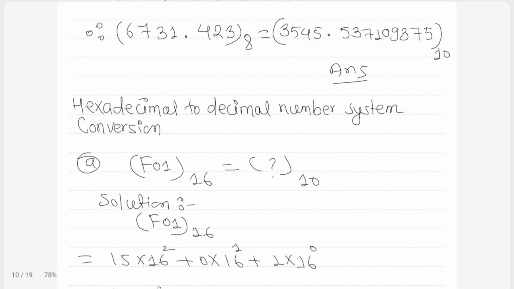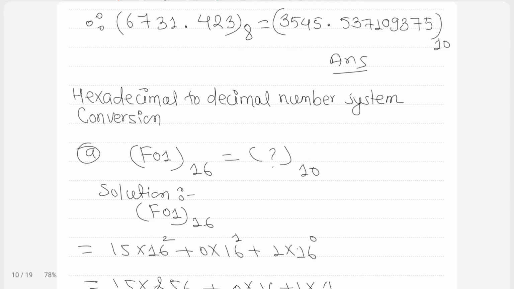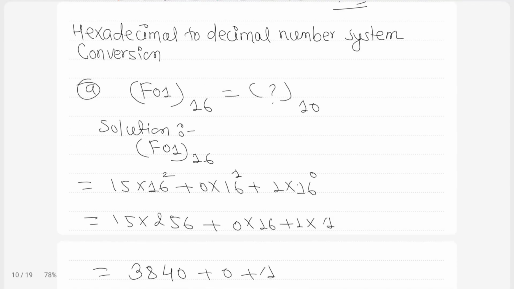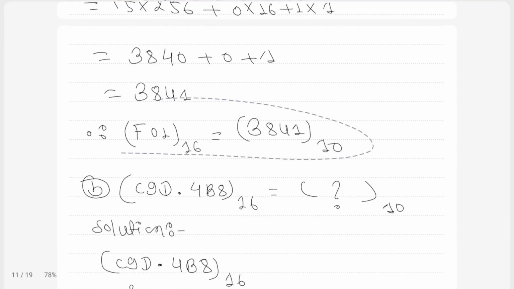Let's start another conversion, hexadecimal to decimal number system conversion. First of all, it is similar to binary to decimal and octal to decimal number system conversion. The difference is that it is multiplied by 16 and the power is raised from right to left. So we get the result like this.